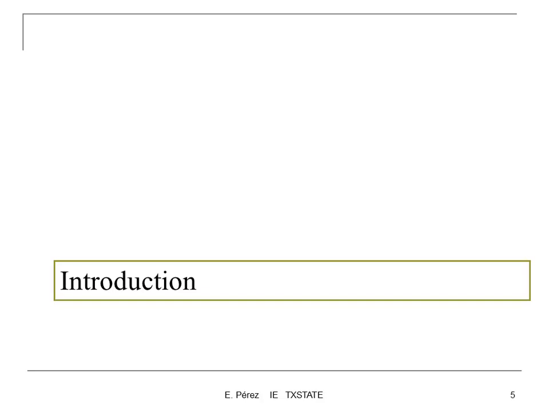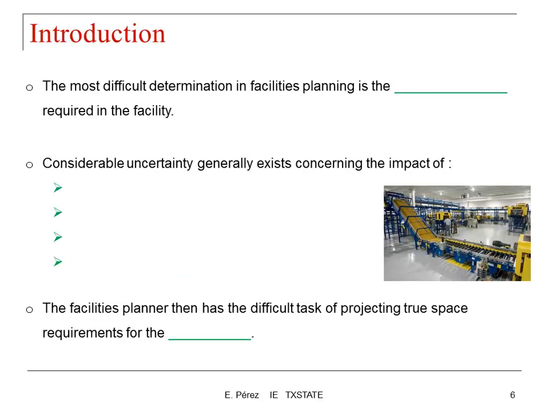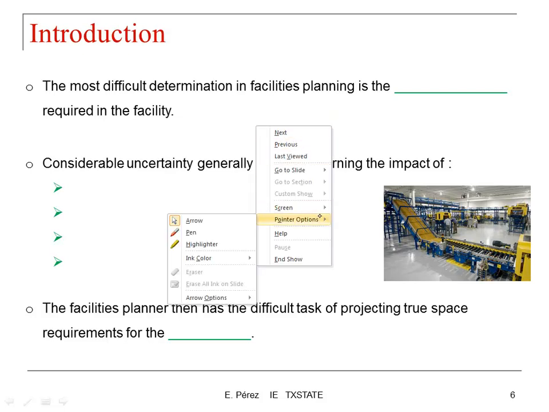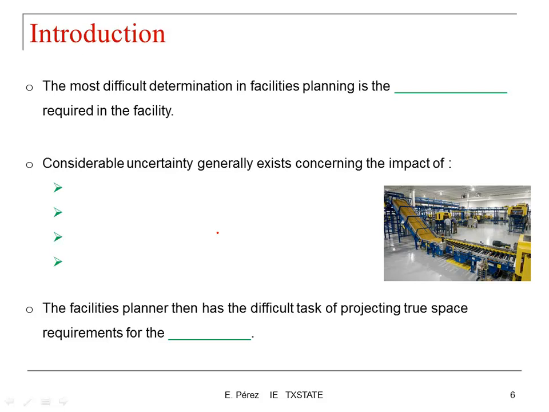And that being said, let's provide a brief introduction. I think we talked about space requirements already a little bit. We did a brief introduction about this topic in one of our lectures. So going back to that, the most difficult determination in facilities planning is the amount of space required in the facility.